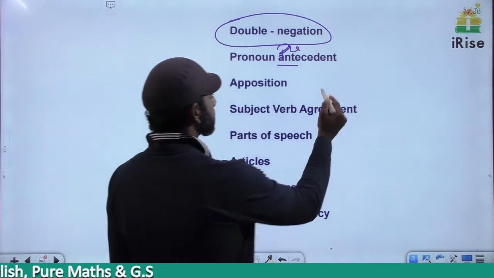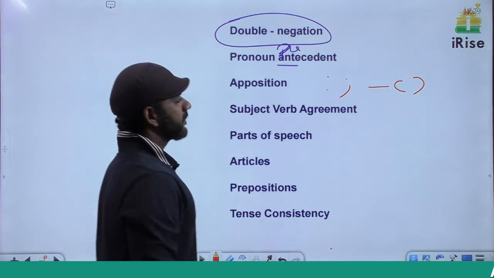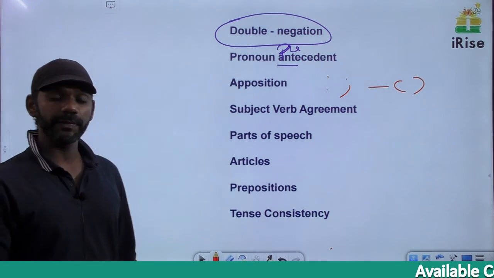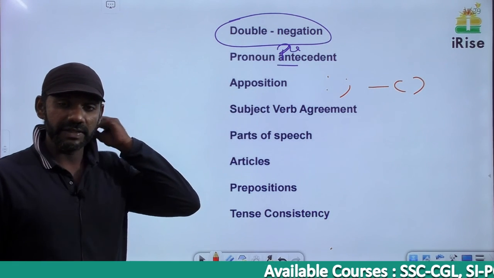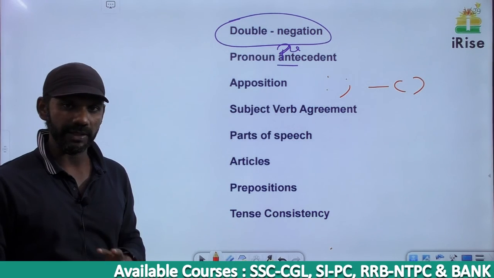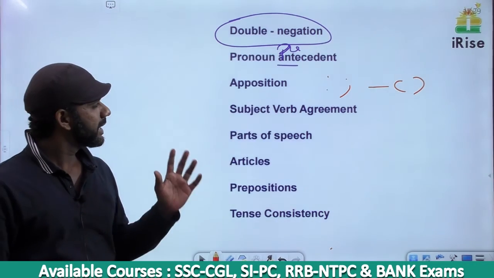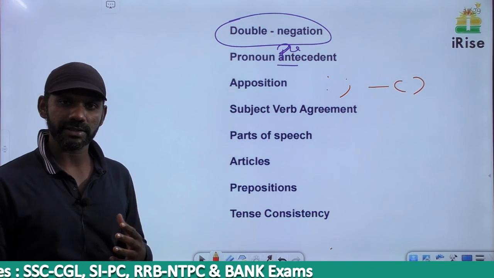Appositions. You know what appositions are? These punctuation marks: colon, semicolon, hyphen, brackets. We have gone through all these four punctuation marks in detail while discussing reading comprehension. We have selected and eliminated options using these punctuation marks as well, apart from the other concepts. Colon, semicolon, hyphen, brackets are termed appositions.